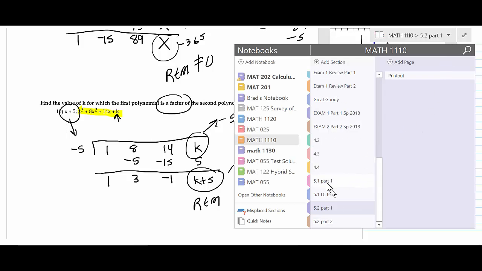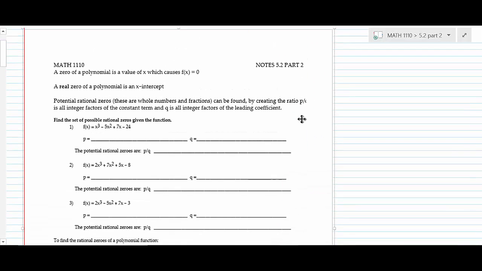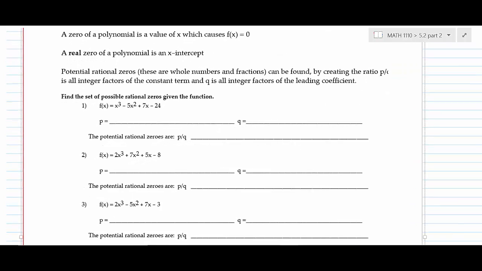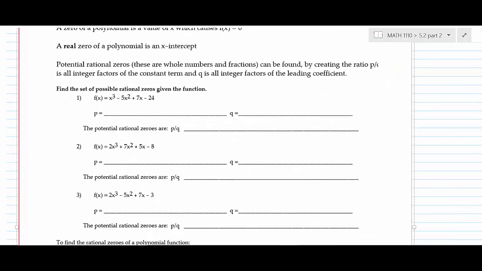Okay, so let me load up this second part right here. This is what we're trying to lead to. You have to spend a little bit of time on synthetic division before you get to a point where you can do some applications with that.